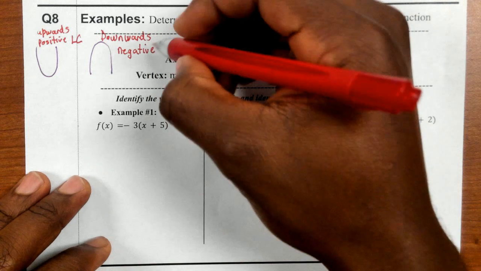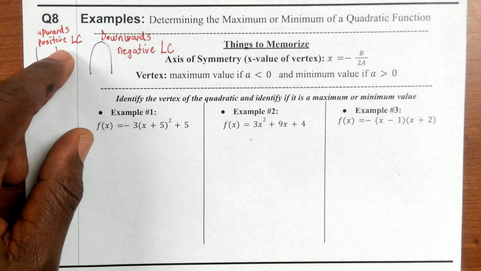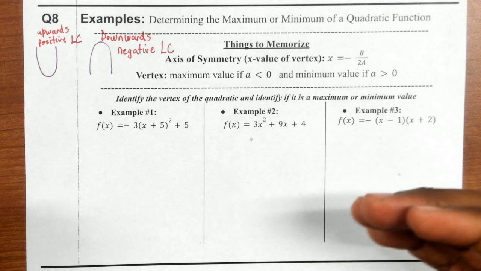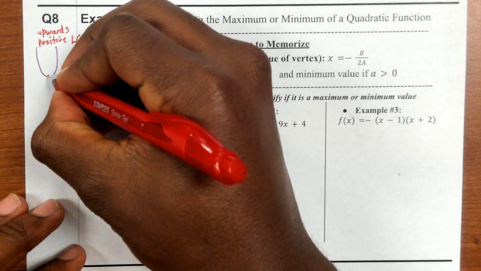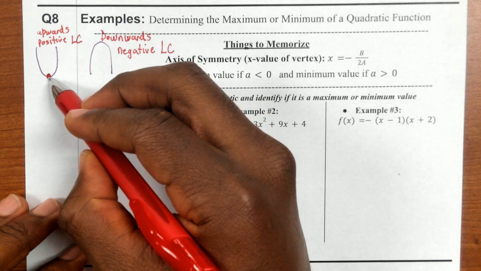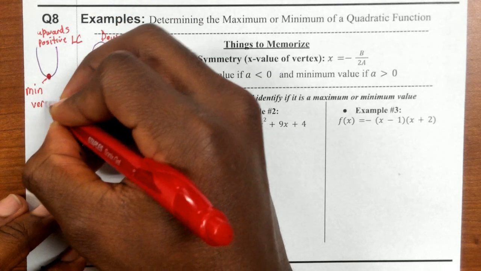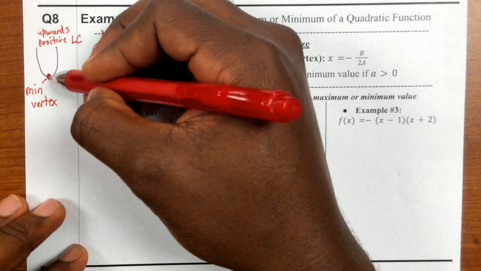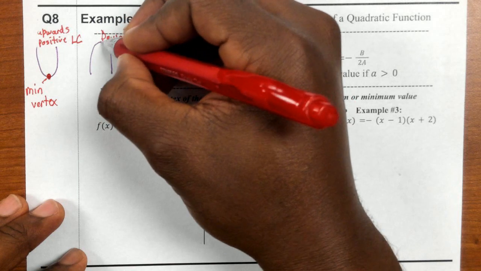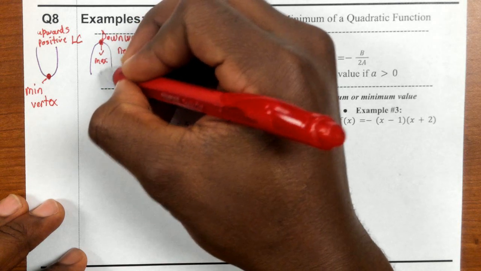And you're probably wondering, how does that help me? Well, whenever you have that U shape, a positive leading coefficient, that means the vertex, which is where all points meet, will be at the bottom. Because your vertex is at the bottom, this is called a minimum vertex. It's the lowest point. Because this vertex in an N shape is at the top, what do you think that's called? Yup, it's called a maximum vertex.